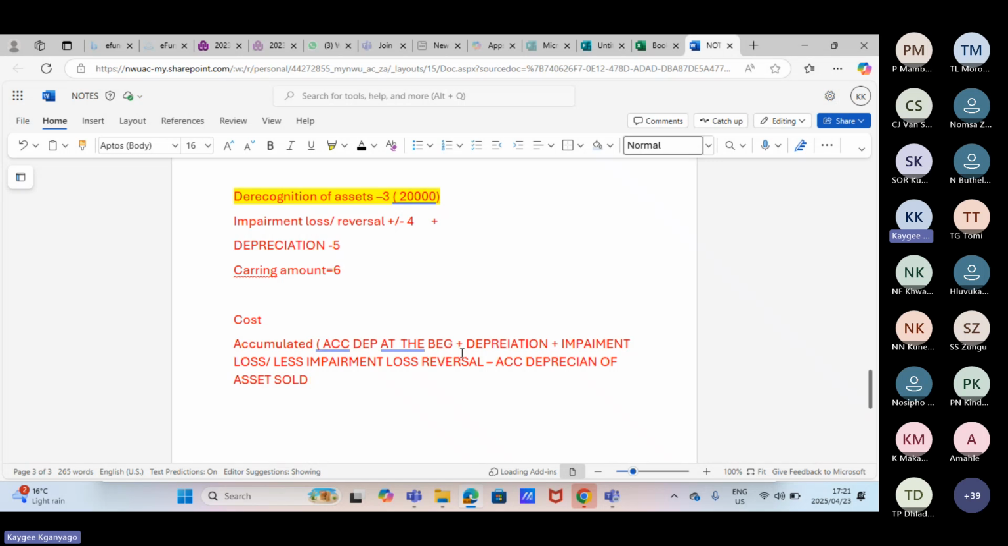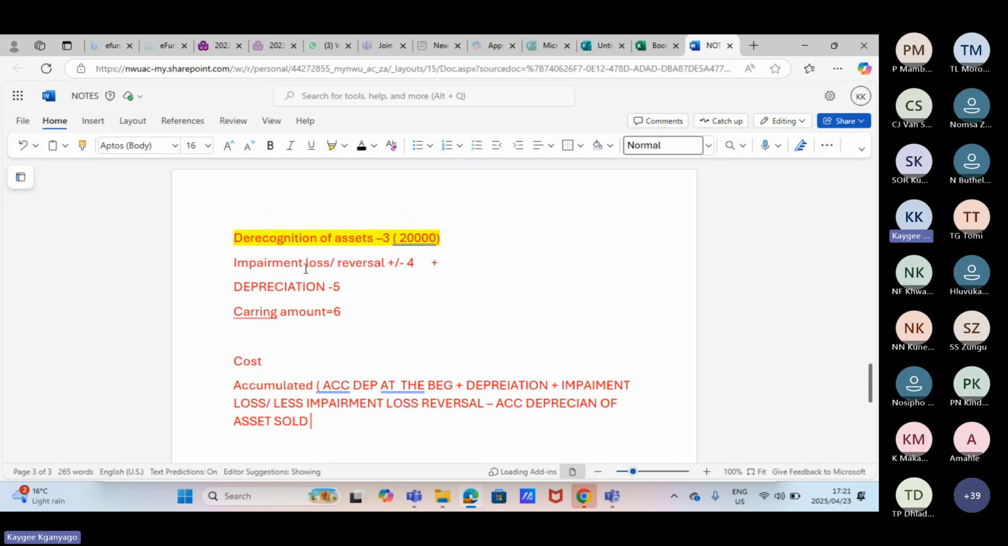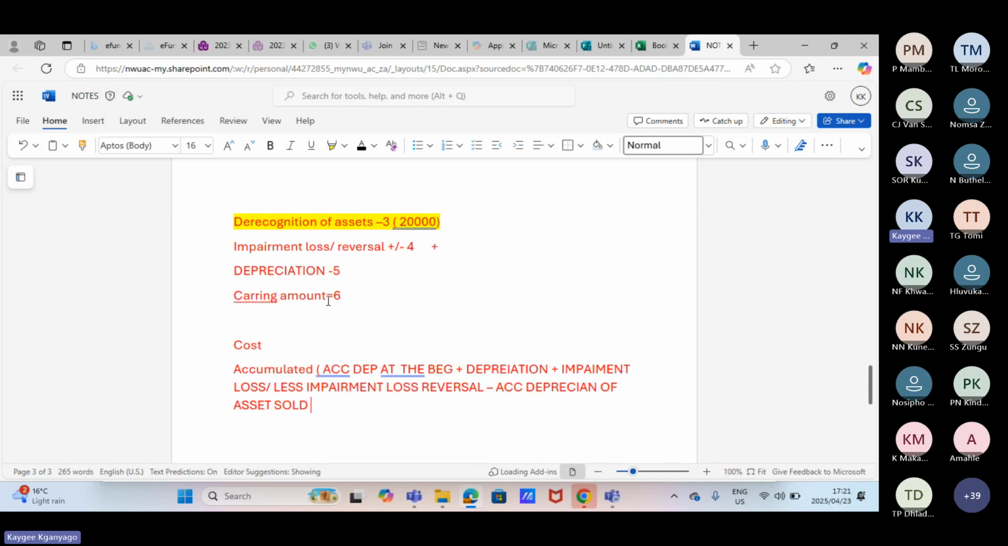Okay, CJ, do you agree that your, let me talk about the carrying amount at the end. CJ, how do you normally calculate your carrying amount at the end of the year? You first calculate the cost at the end, and then your accumulated depreciation at the end. How do you calculate it? I want to hear your side. You take your accumulated depreciation at the beginning, and then you do what?